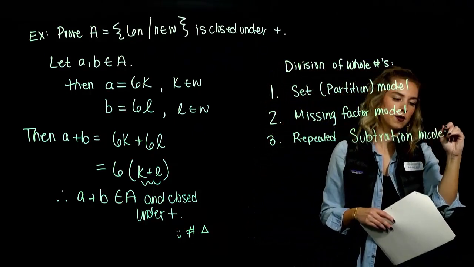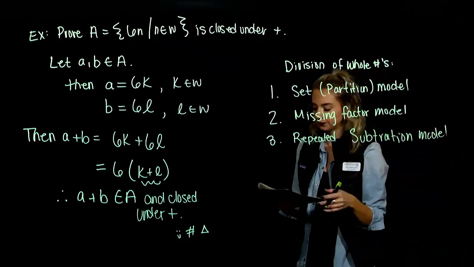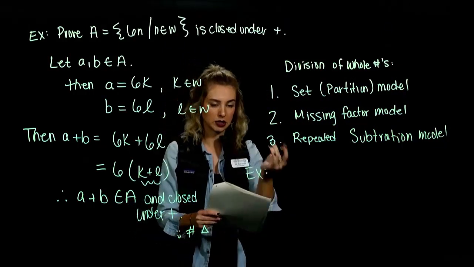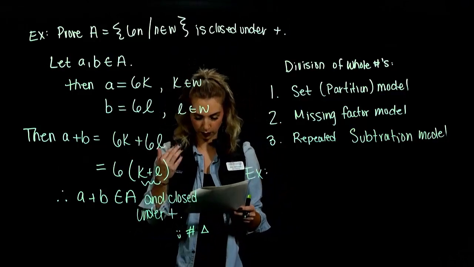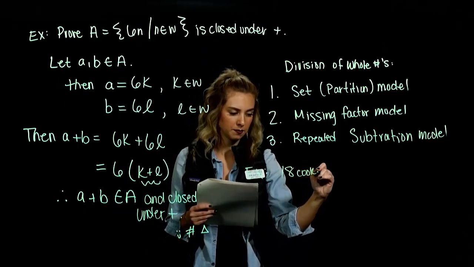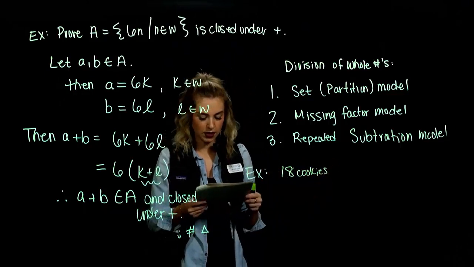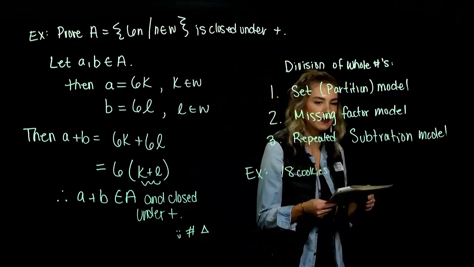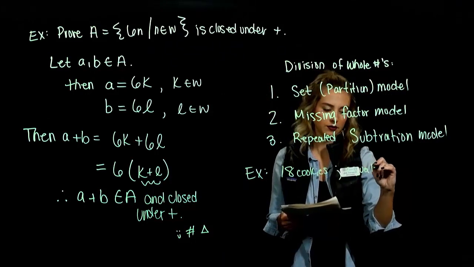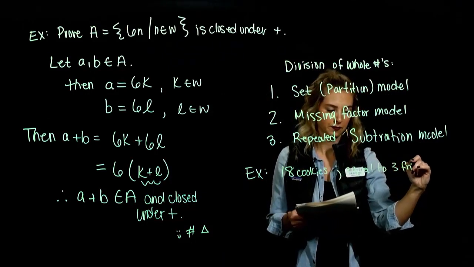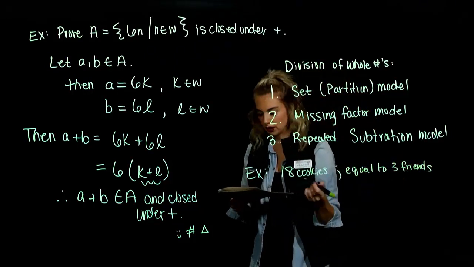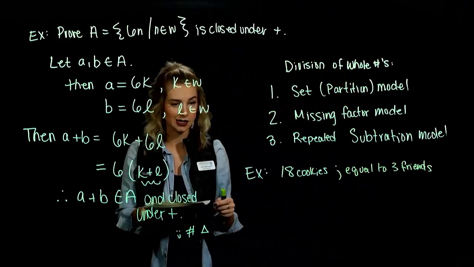So they do have quite a few similarities. So let's look at an example. First example, I'm just going to describe it to you verbally. Suppose we have 18 cookies. I've got 18 of them. And we want to give an equal amount to each of three friends. How many should each student or each person receive?